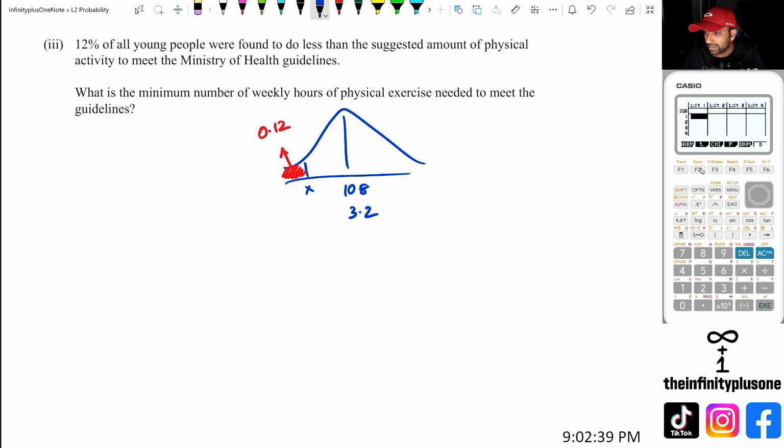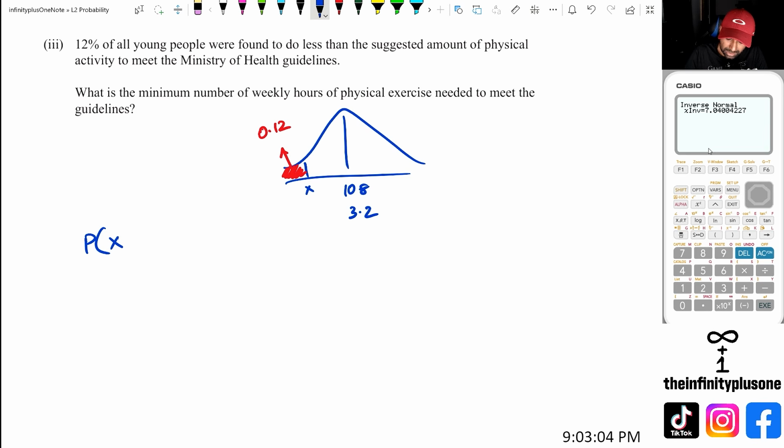If I remember correctly, you just go into normal, inverse variable, tail left, and that's going to be 0.12. And I think if you do that, you already get the answer right there. 7.04 is the answer. However, we do need to show some sort of diagrams and workings to actually get this. So what I'm going to do is use the graphics calculator.